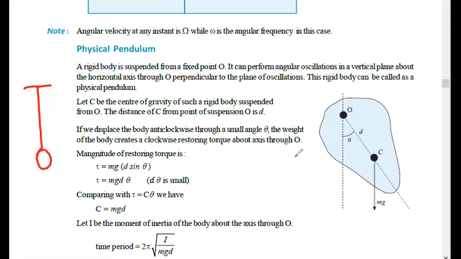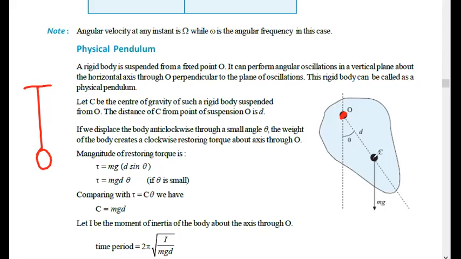Think about it. Now suppose this is a stone or any object like this, having non-uniform mass, which is hinged at this point O and rotating, or it can do SHM at this point O. Got it. Now, this is the center of mass.